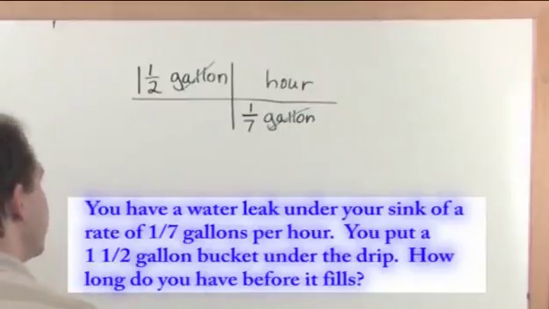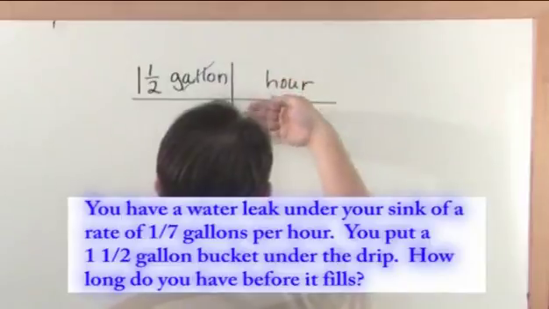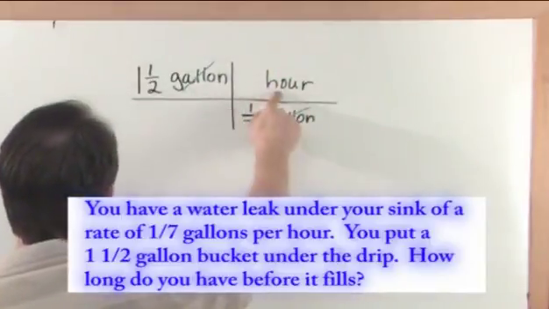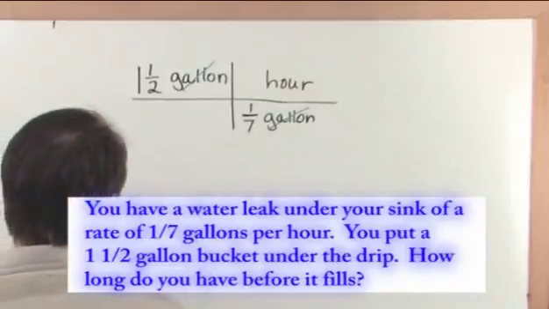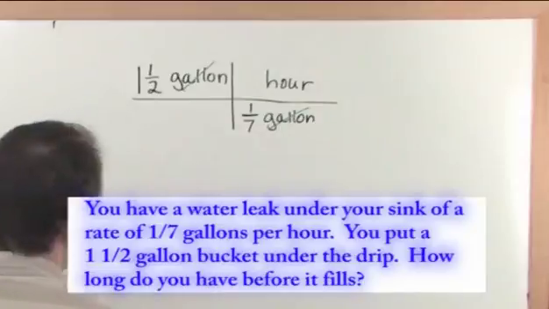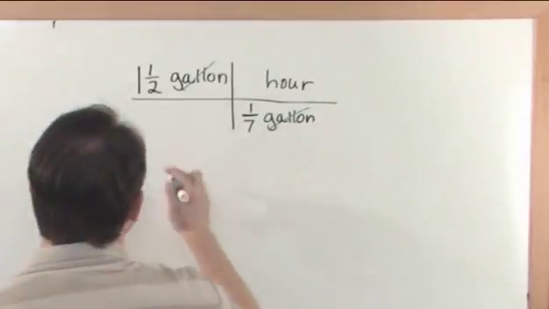If you had done the wrong thing and put it up here as 1/7 gallon per hour, where the gallons are up here per the hour, which would be multiplication, okay, then it would not work out because the units would not cancel. You would not be left with hours. That would be wrong. That's why you do not multiply. So now we know we have to divide.